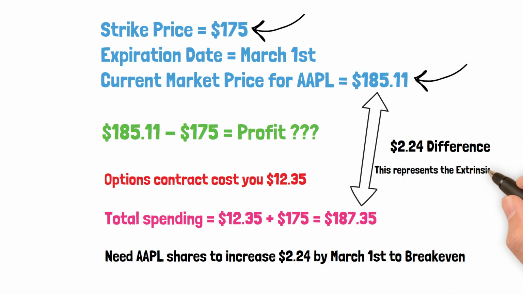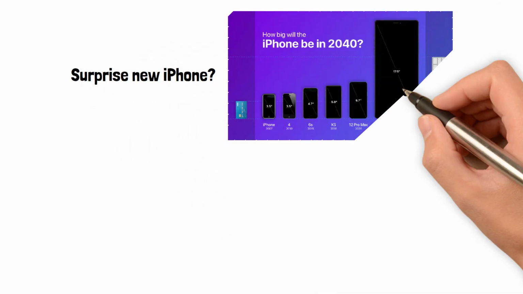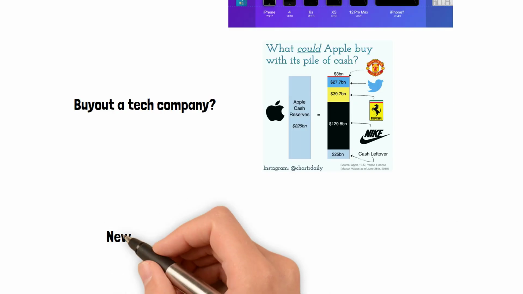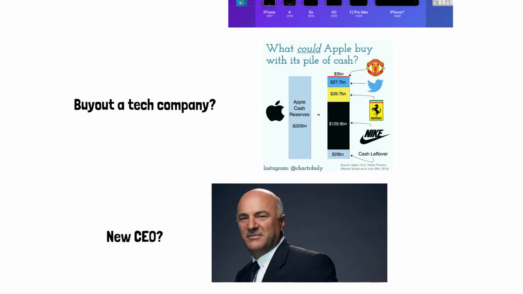Well, this is the extrinsic value portion of the options premium. The future is uncertain, and there are loads of things that could happen to Apple between now and March 1st. Maybe they surprise release a new product. Perhaps they buy out another tech company. Or perhaps they get a new CEO. Who knows? The $2.24 basically prices in all of the things that could happen to Apple from now until then.